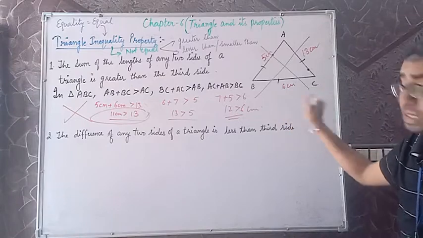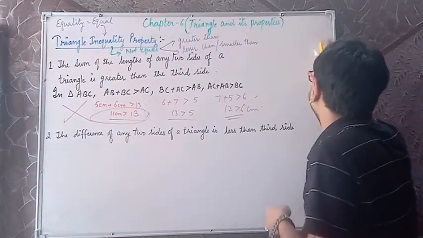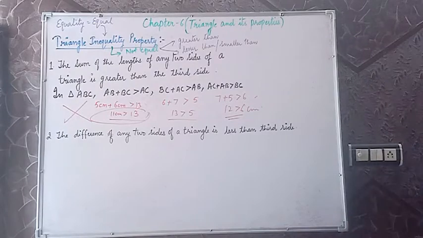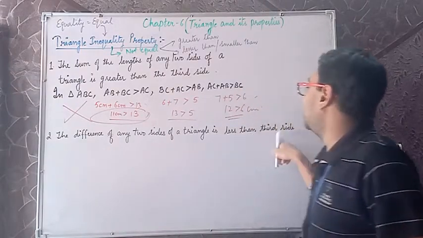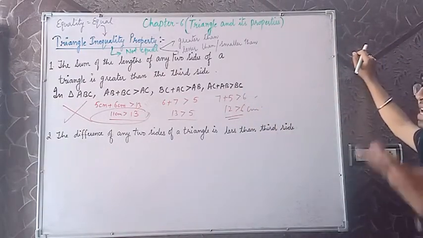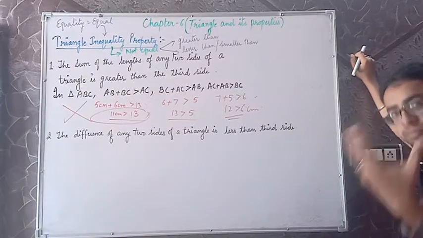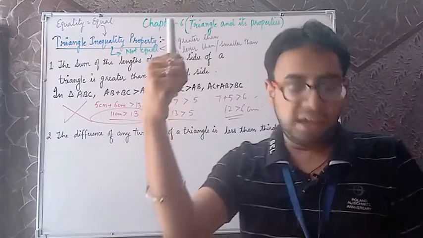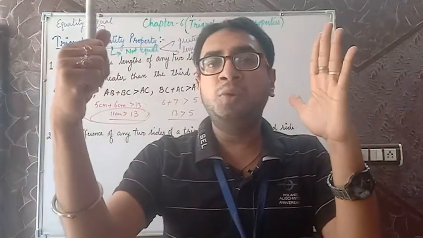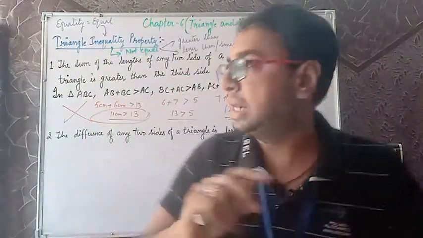So clear with this? Now if we are talking about sum, we'll be talking about the difference also. Let's see the difference. What is the condition of difference? The difference of any two sides of a triangle is less than the third side. What do you mean by less? Less means less, a lesser, smaller quantity, right?